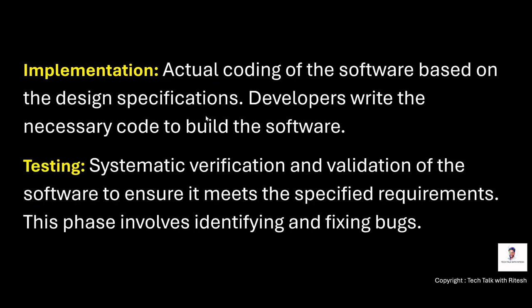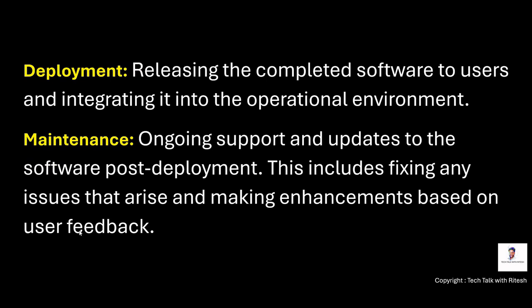Then we have the implementation phase. The system design goes to the implementation team as input, and they do the actual coding of the software based on the design specification. Developers write the necessary code to build the software. Then it goes to the quality assurance team. The testing happens, systematic verification and validation of the software to ensure it meets the specified requirements. This phase involves identifying and fixing bugs, right? Then after the testing is complete, it will go for deployment.